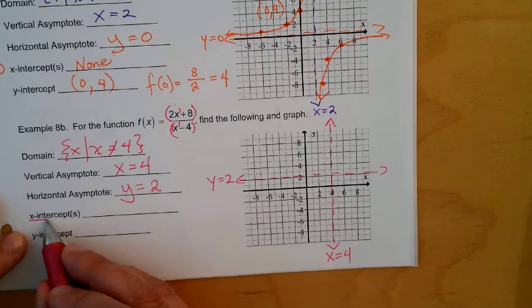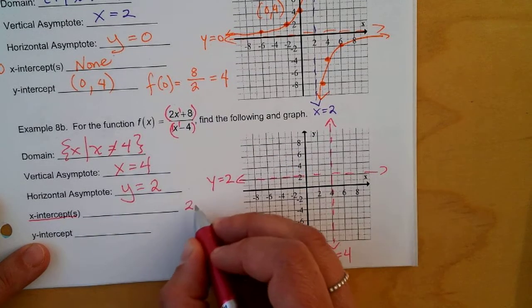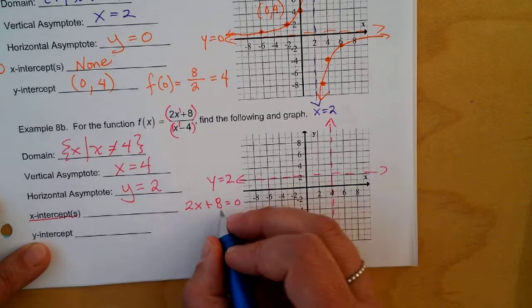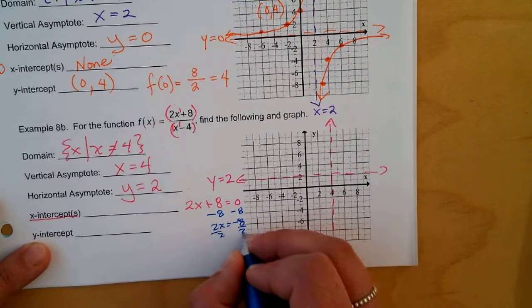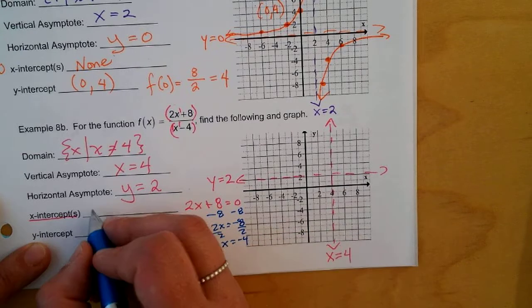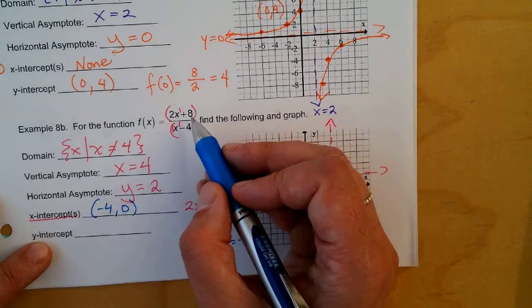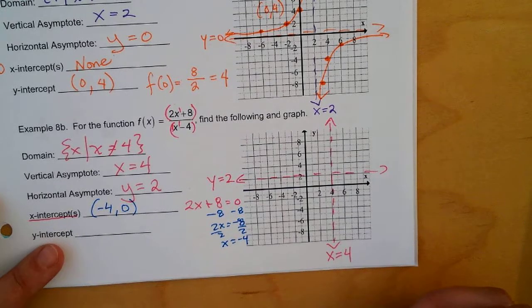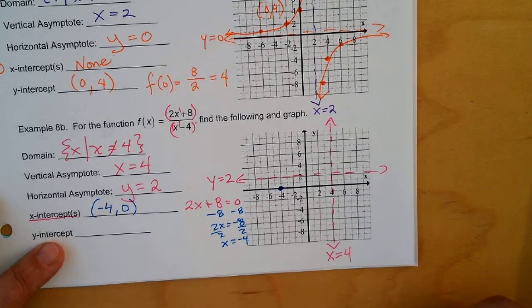What are the x-intercepts? Who can tell me how to find the x-intercept? Solve the numerator. You're going to set 2x plus 8 equal to 0. When you solve that, subtract 8, 2x equals -8, divide by 2, x equals -4. So (-4, 0), because whenever we have a fraction, we set the numerator equal to 0, and that means that fraction is equal to 0. So (-4, 0) is here on the x-axis because it's an x-intercept.